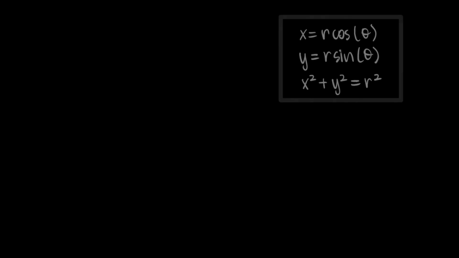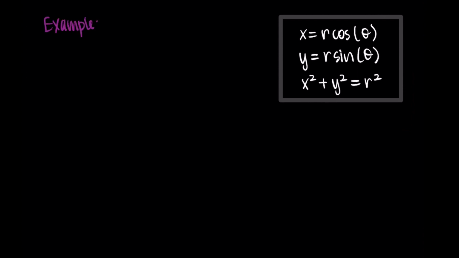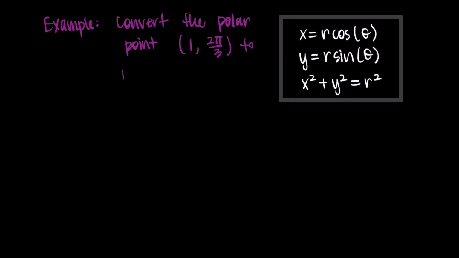So I want to do one more example just to show you how this works when we use a unit circle value. It's not really as interesting, but I just want to make sure you see the connection between polar and our unit circle. So let's say I want to convert the polar point 1, 2 pi over 3 to rectangular coordinates. So this is a circle with radius 1, meaning we're on our unit circle, and we're looking at the angle 2 pi over 3.